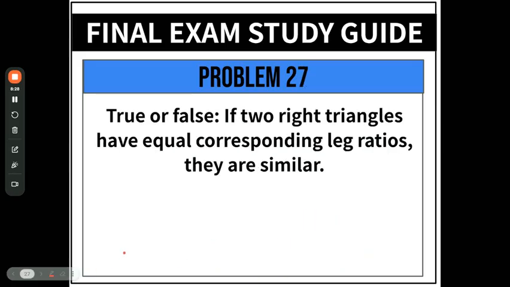Problem 27, true or false? If two right triangles have equal corresponding leg ratios, they are similar. Yes, this one is true. Why? Considering what we just said, that if they have equal leg ratios, we must know an angle. Well, here, if we know that they're both right triangles, we do know an angle. We know that at least one of the angles in this triangle is 90 degrees. So true. They have to be similar.